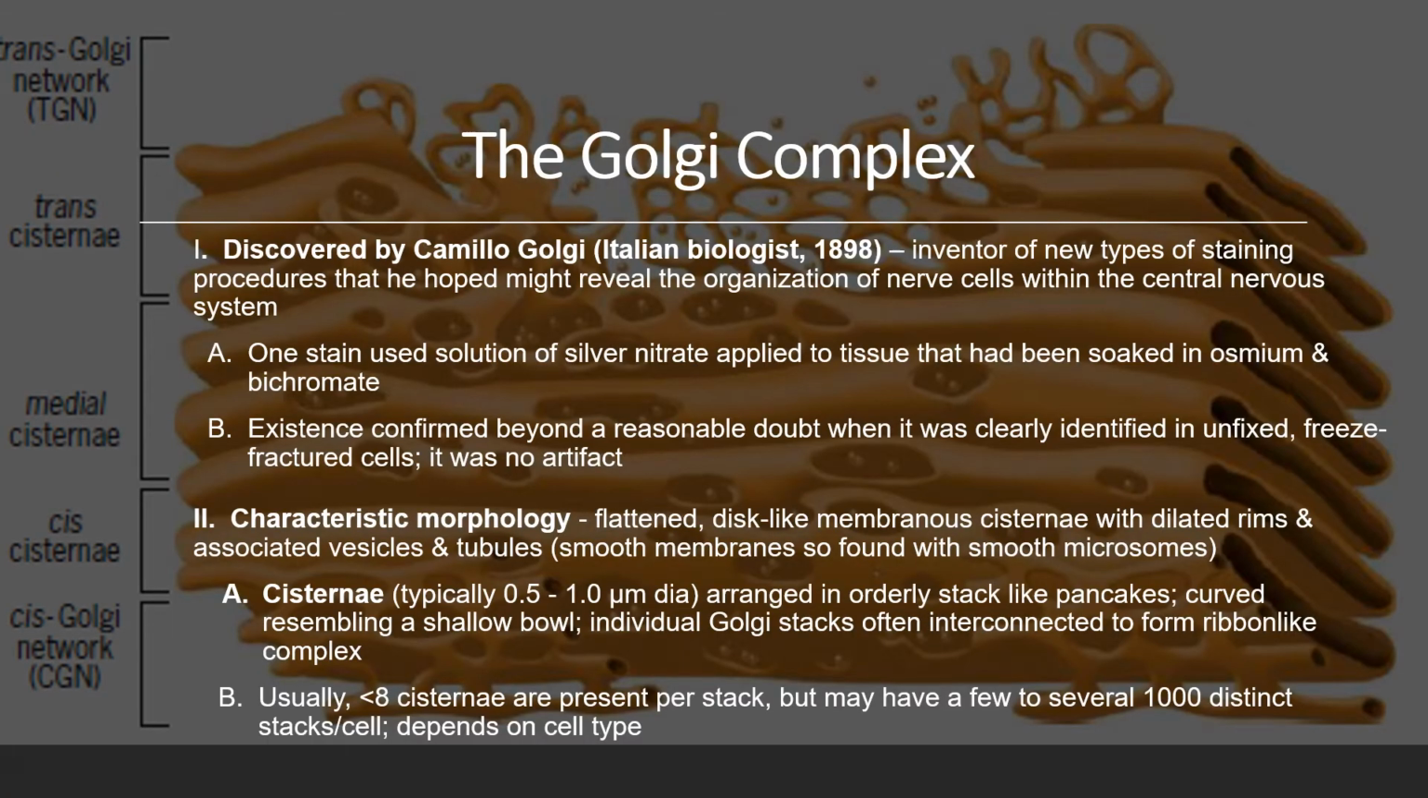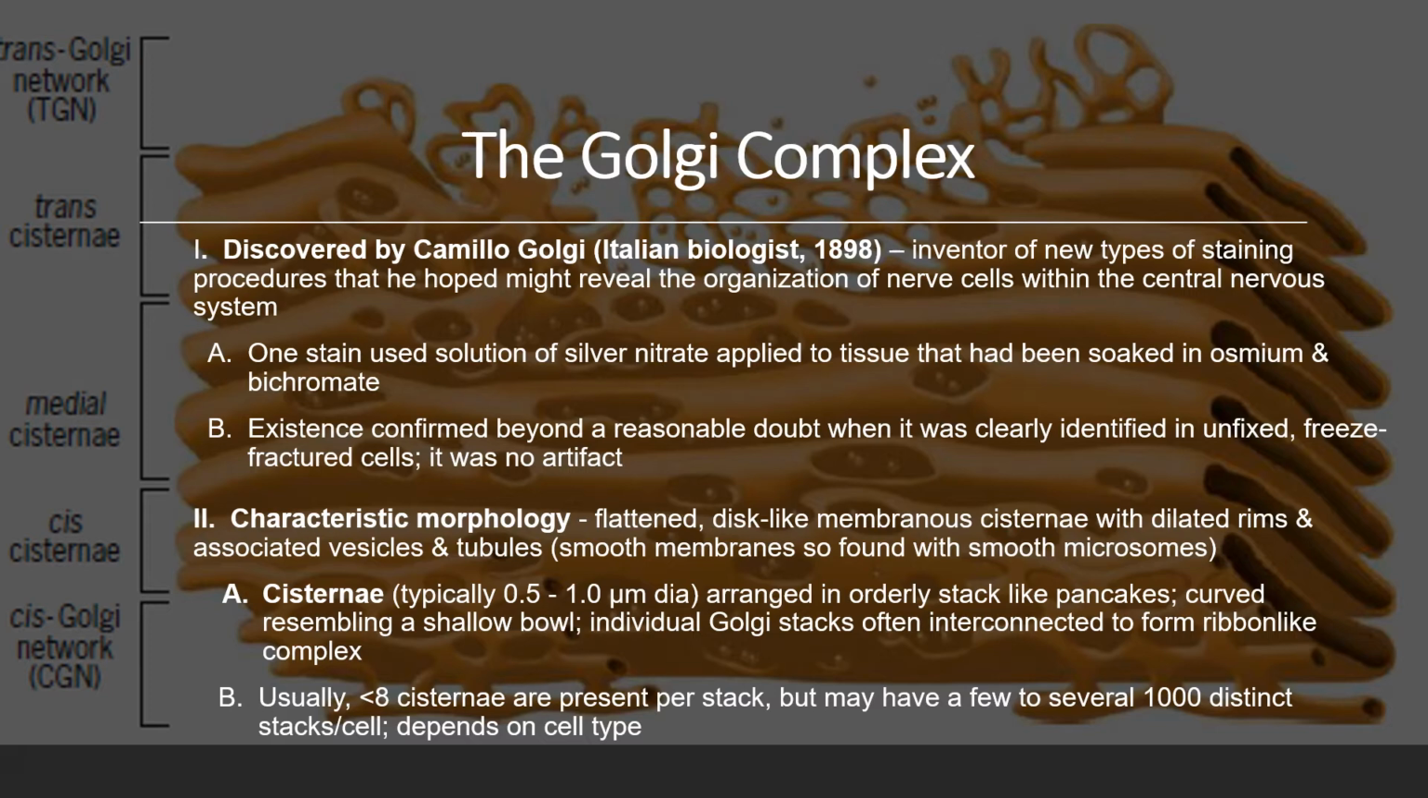The Golgi complex was discovered by Camillo Golgi, an Italian biologist, in 1898. He was the inventor of new types of staining procedures that he hoped might reveal the organization of nerve cells within the central nervous system. One stain used was silver nitrate, applied to tissue that had been soaked in osmium and bichromate. Its existence was confirmed beyond a reasonable doubt when it was clearly identified in unfixed, freeze-fractured cells, so it was no artifact.